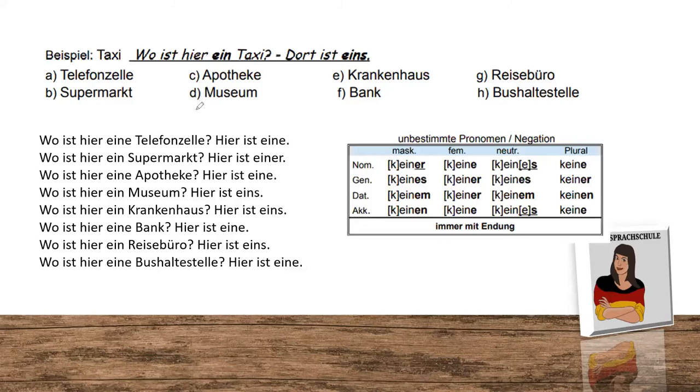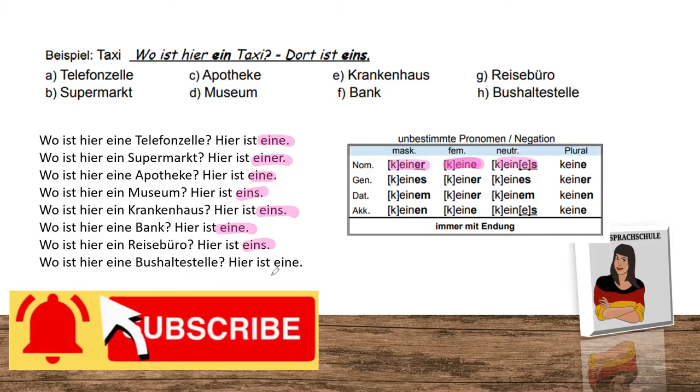Let's read. Wo ist hier eine Telefonzelle? Hier ist eine. Wo ist hier ein Supermarkt? Hier ist einer. Wo ist hier eine Apotheke? Hier ist eine. Wo ist hier ein Museum? Hier ist eins. Wo ist hier ein Krankenhaus? Hier ist eins. Wo ist hier eine Bank? Hier ist eine. Wo ist hier ein Reisebüro? Hier ist eins. Wo ist hier eine Bushaltestelle? Hier ist eine.